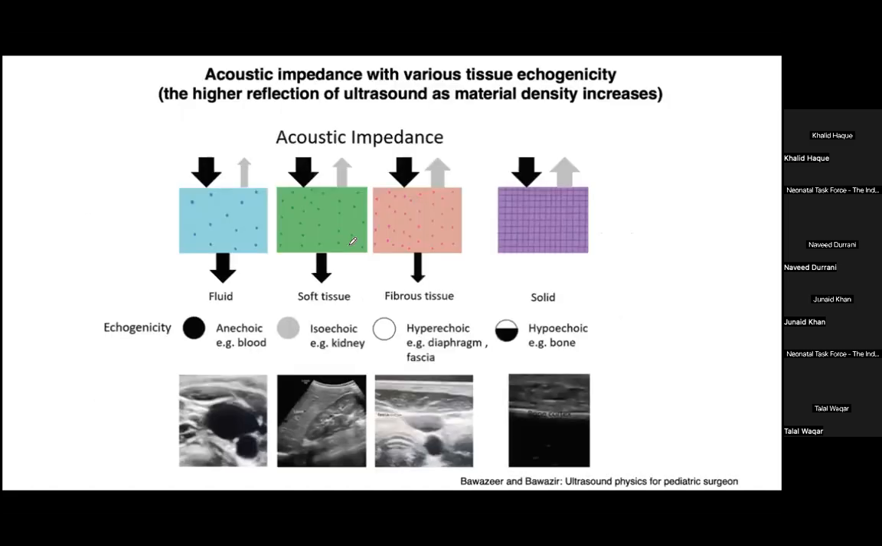So this one shows you a little bit about the acoustic impedance. If you see here, if the fluid is there, the particles are quite far apart. So the sound goes in and most of it is transferred through the fluid, and it will appear anechoic, for example, blood or CSF. And as the particles get more and more concentrated, the color changes from gray to white. And if it is quite concentrated, none of it goes back and it appears hyperechoic, like a bone.